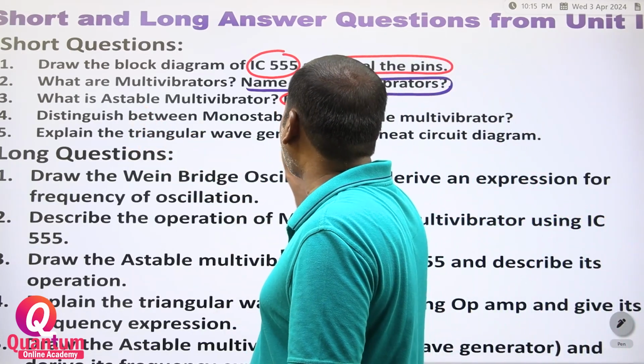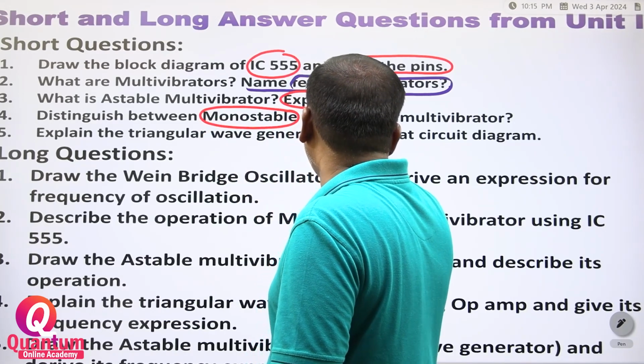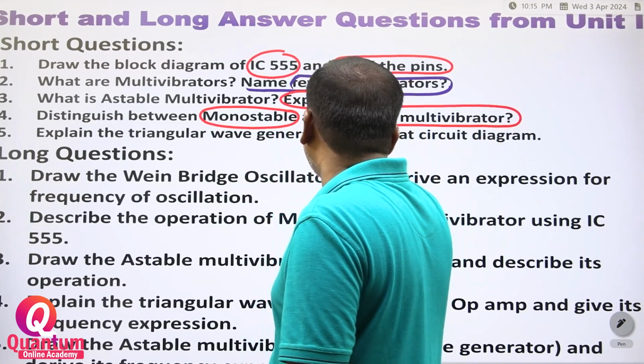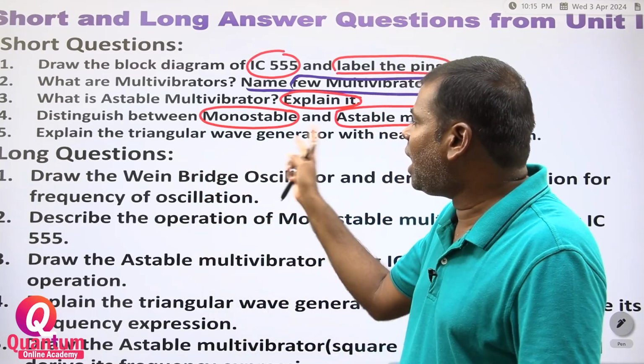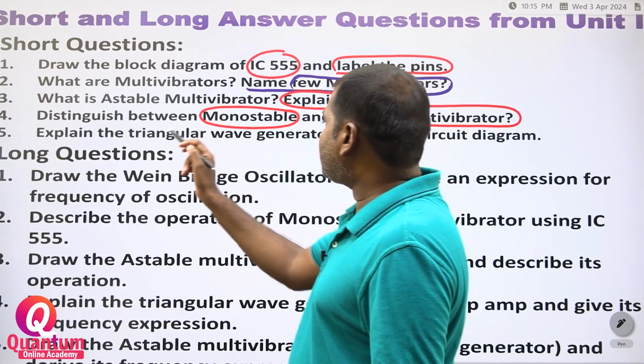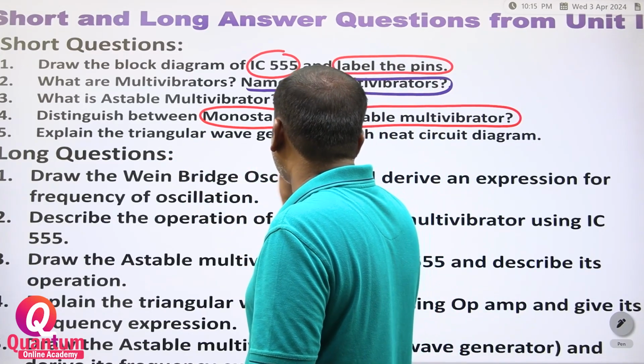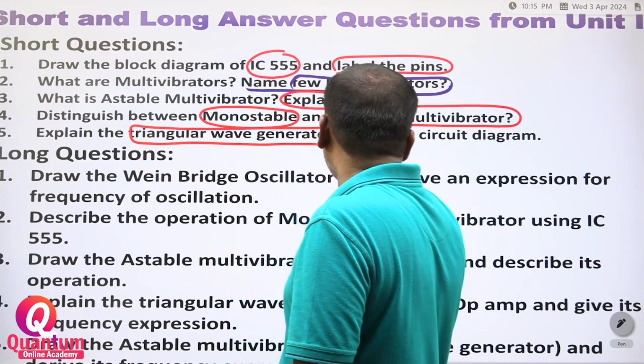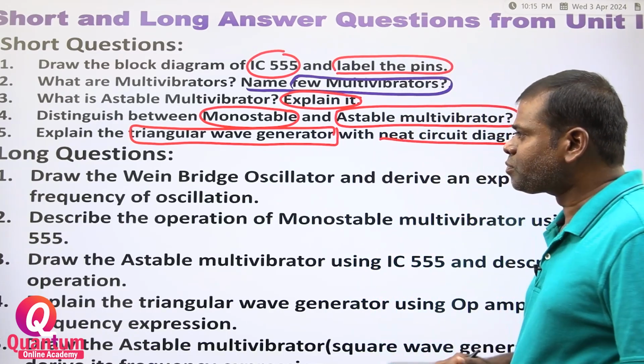Distinguish between the monostable multi-vibrator and astable multi-vibrator. What are the differences between the monostable and astable? You have to write. Explain the triangular wave generator with a neat circuit diagram.